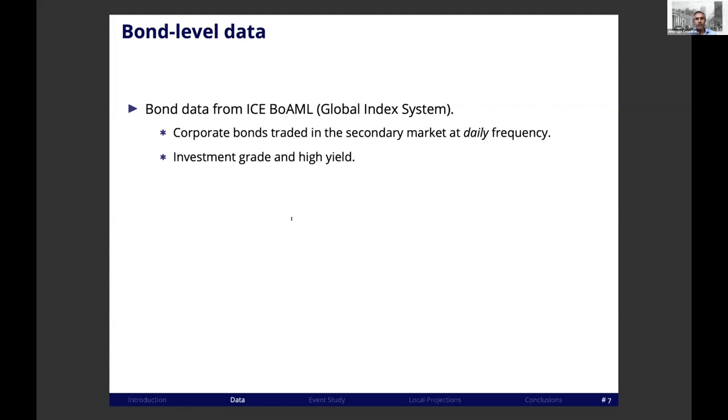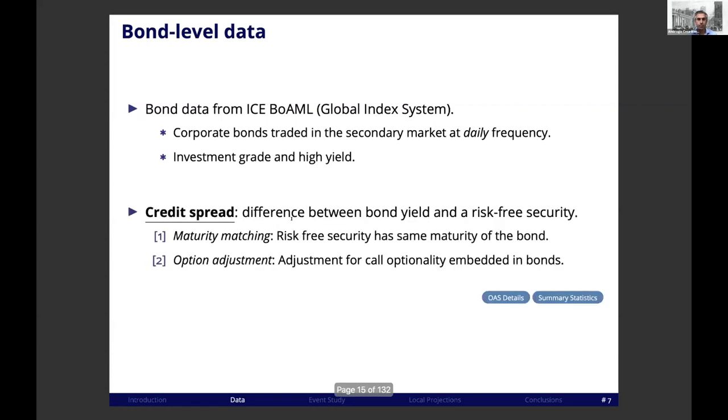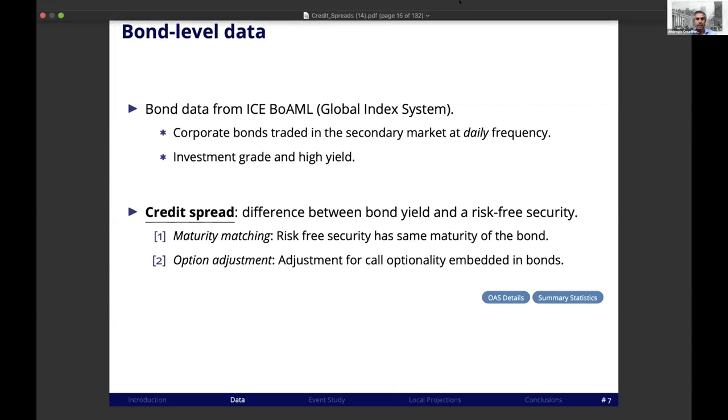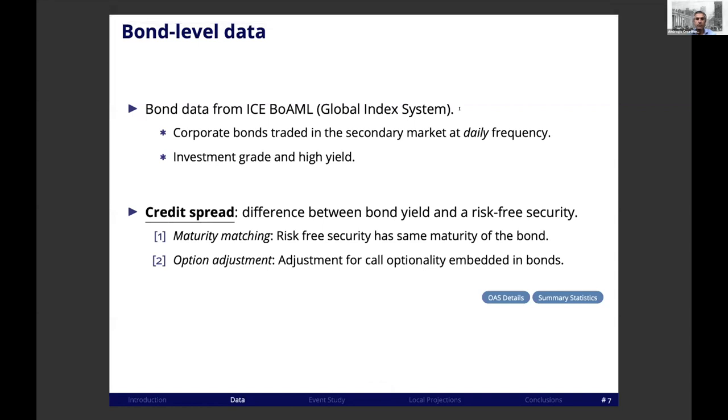So we're going to take bond data from the ICE Bank of America Merrill Lynch dataset. We're going to have information on bonds that are traded in secondary market daily frequency. And we're going to consider both investment grade and high yield bonds. As I mentioned already, the key variable we're going to focus on is a credit spread, which is defined as the difference between bond yields on a given bond and a risk-free security.